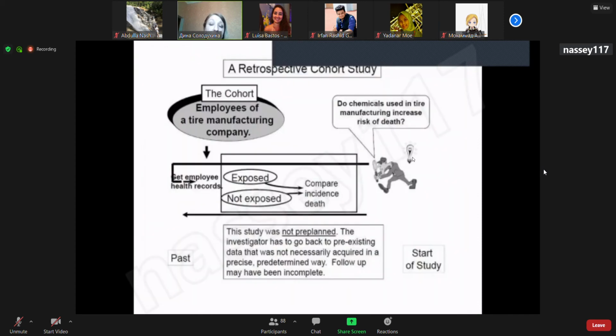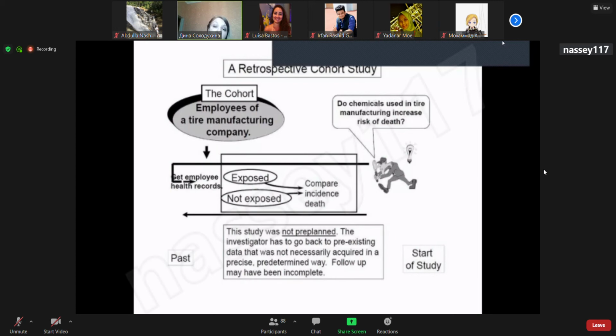So one of the ways to solve a problem with time consumption is to make a retrospective cohort study, when we identify exposure after some period of time. Let's say if we investigate certain chemicals and their exposure in a workplace, we can identify this fact after some years, let's say after 10 years.